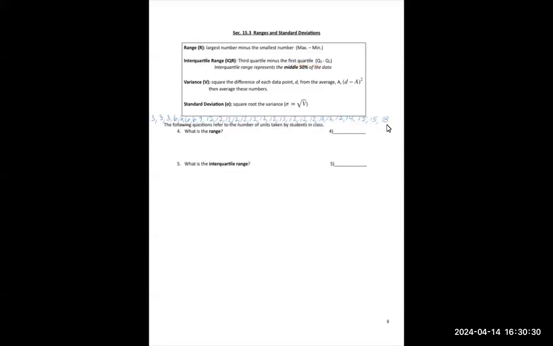This is what we introduced in 15.2. It's the third quartile and first quartile, and we're referring back to them now. The interquartile range represents the middle 50% of the data.